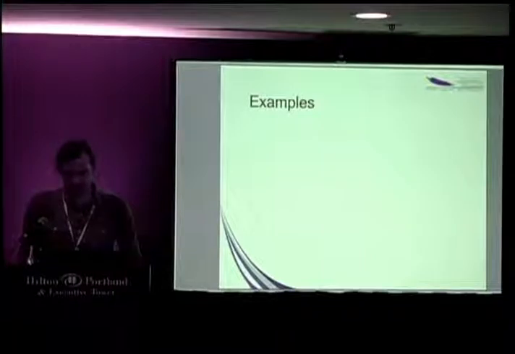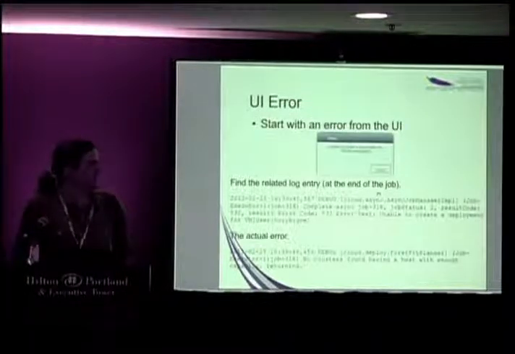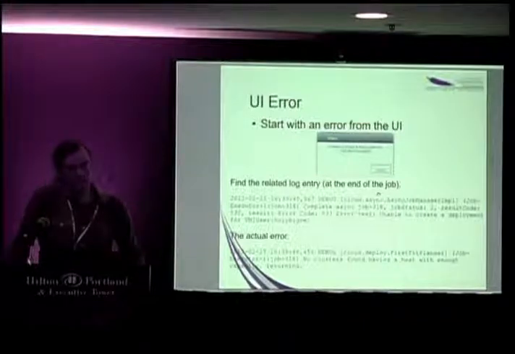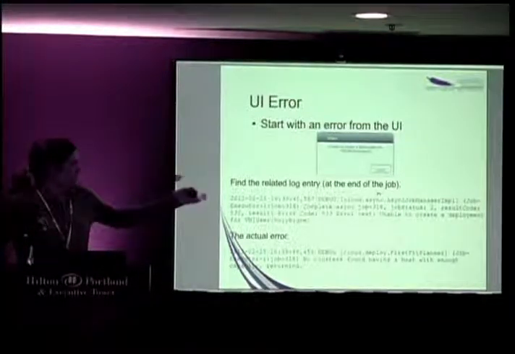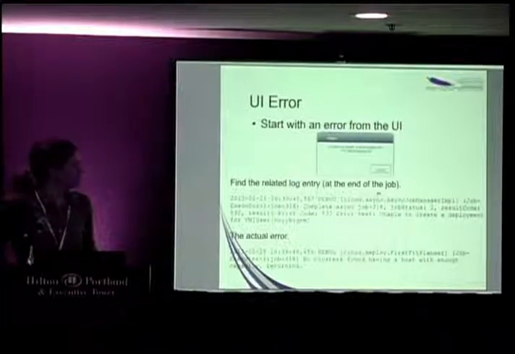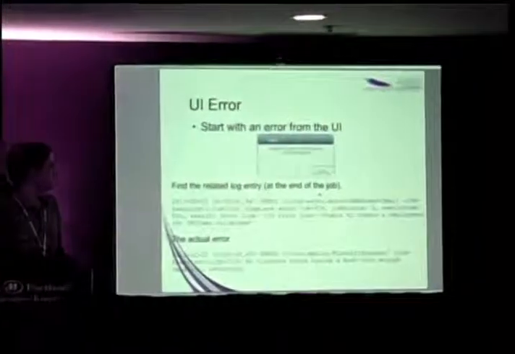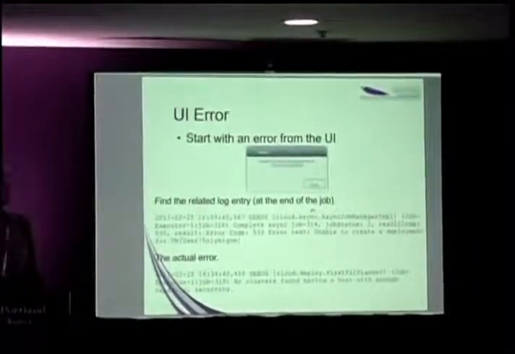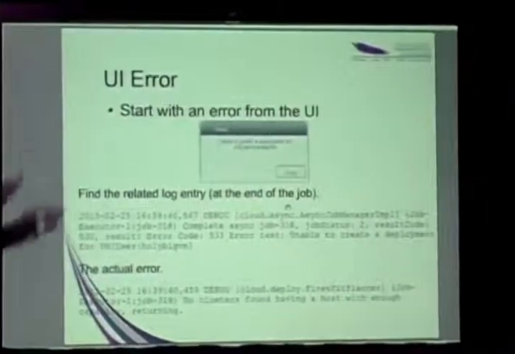Okay, so let's do some examples. Start with a very basic one, the nicest example you can start with. You have the VM name, and you have a screenshot or a quote of the text from the UI or the API, so that's perfect. It's so easy. It says unable to create deployment for VM, and then the name of the VM.